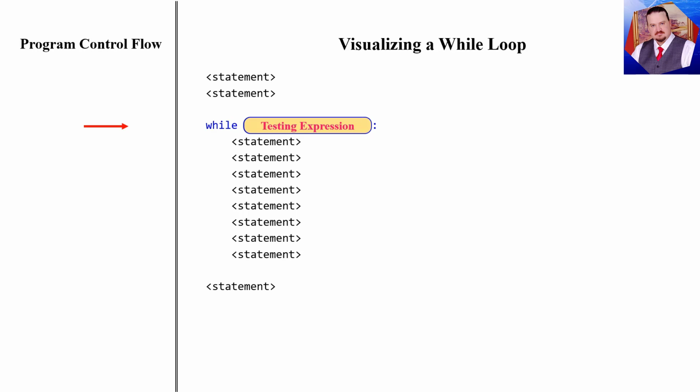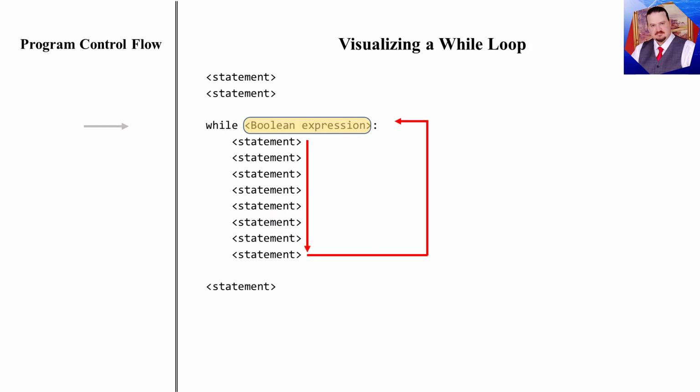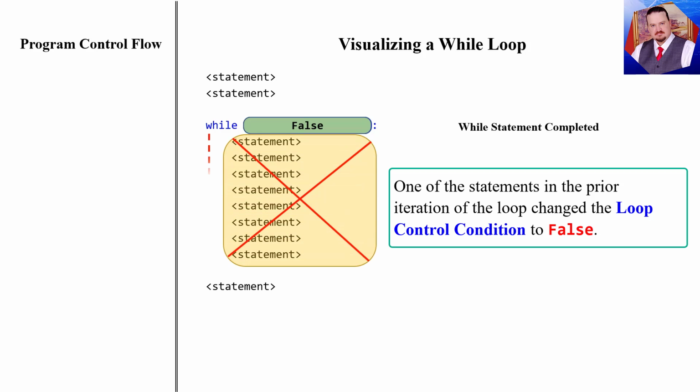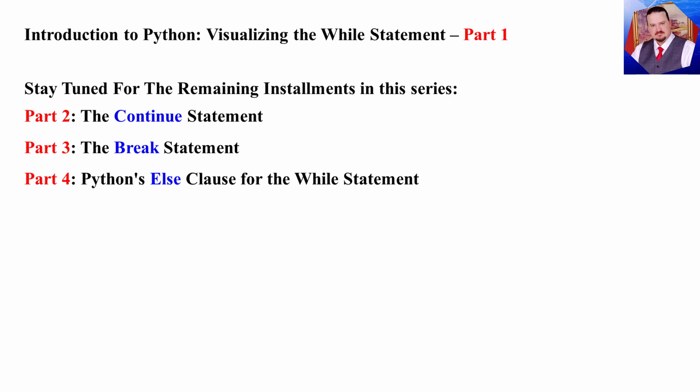So let's see what happens on this third pass through the while. Apparently the condition is true. Once again, we step through the body of the while in the same fashion. We come back around, test the loop control condition again. And in this case, we see that it's false. So we do not enter the body of the while. We go to the statement or statements which follow the while statement, and we execute those statements in order of the program control flow. So I hope you enjoyed this basic introduction to the while statement.